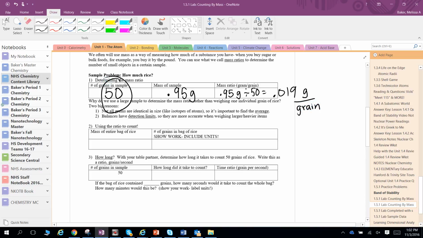Why did we use 50? Why not just 1 grain of rice? Well, for 1, it's too small. And for 2, you don't know if you're getting an outlier. So if you do 50, that's a better chance that you're getting a good representative sample.